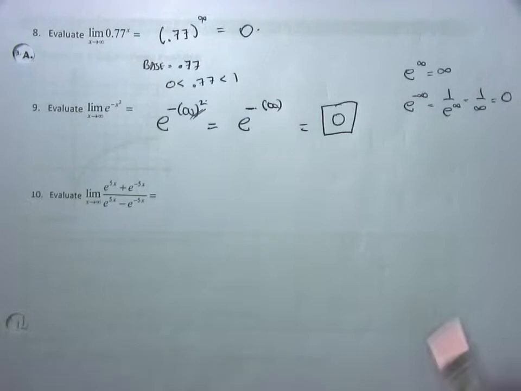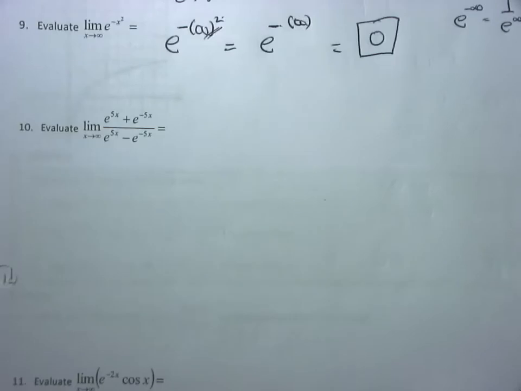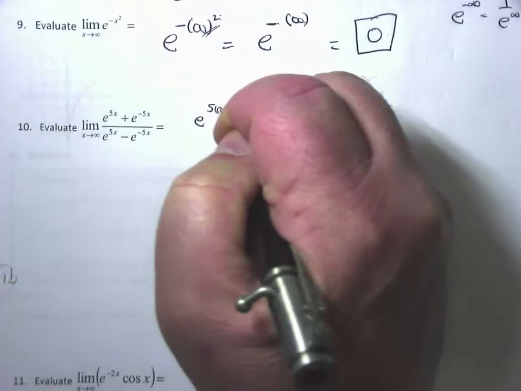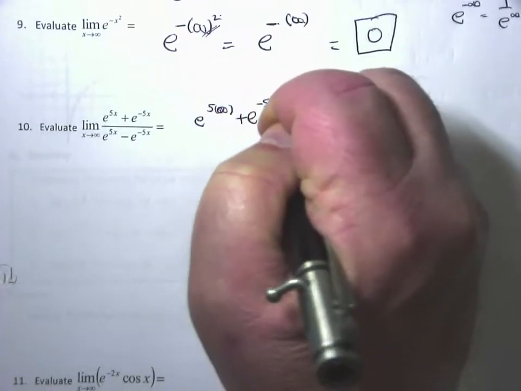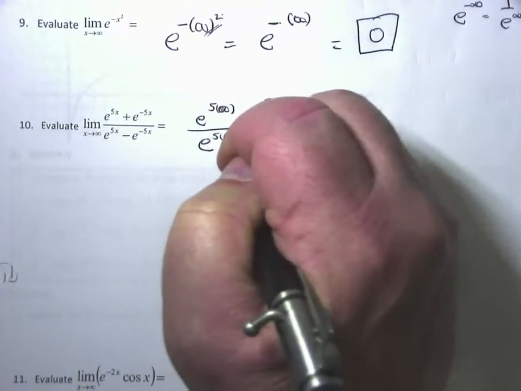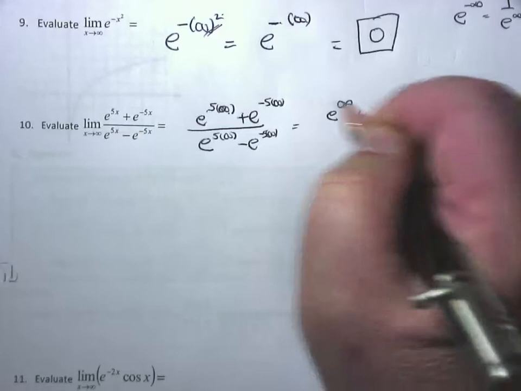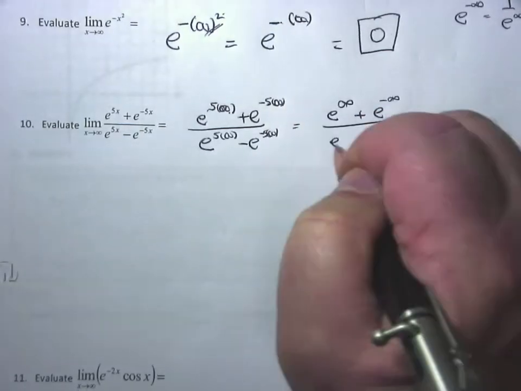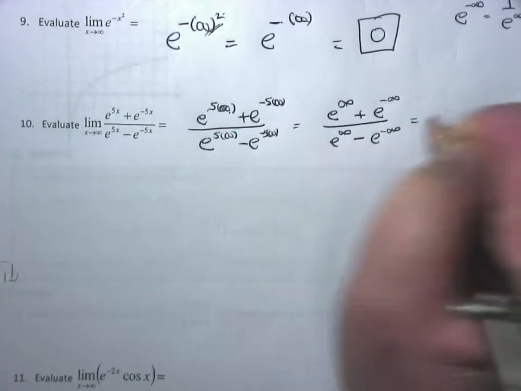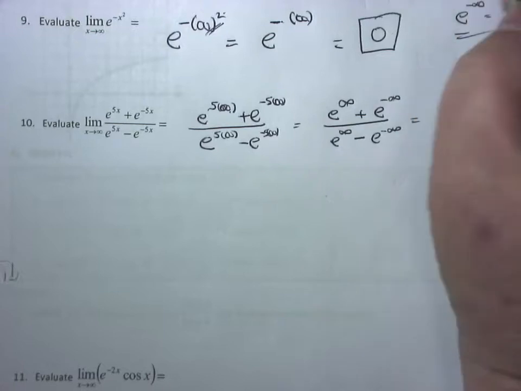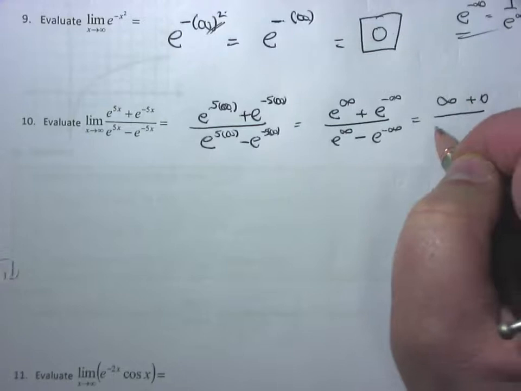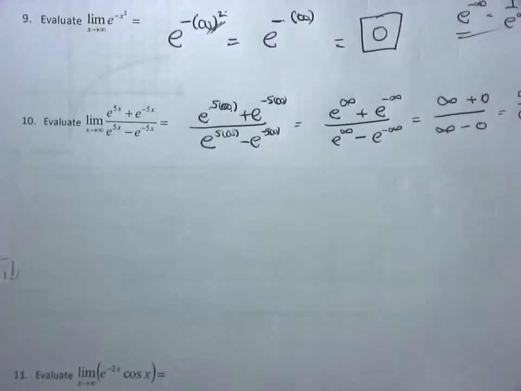Look at this one, number 10. I want you to evaluate the limit as x approaches infinity of e to the 5x plus e to the negative 5x divided by e to the 5x minus e to the negative 5x. All right, first rule of limits, plug it in. This will be e to the 5 times infinity plus e to the negative 5 times infinity over e to the 5 times infinity minus e to the negative 5 times infinity. 5 times infinity is infinity. So this is e to the infinity plus e to the negative infinity over e to the infinity minus e to the negative infinity. But e to the negative infinity is 0. E to the infinity is infinity. So this is infinity plus 0 over infinity minus 0. Infinity divided by infinity is indeterminate.